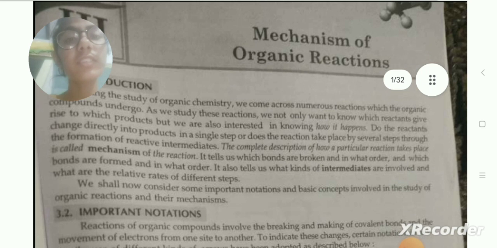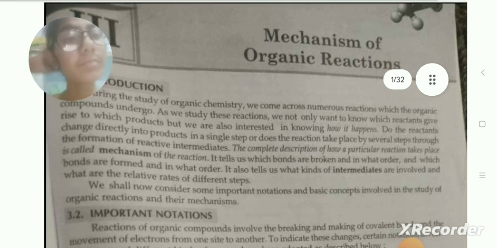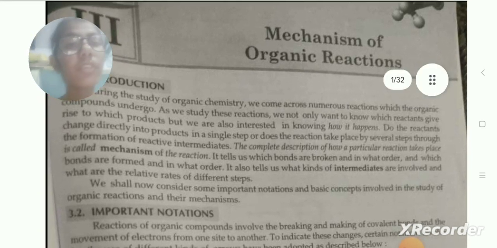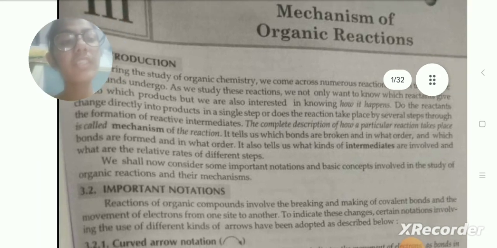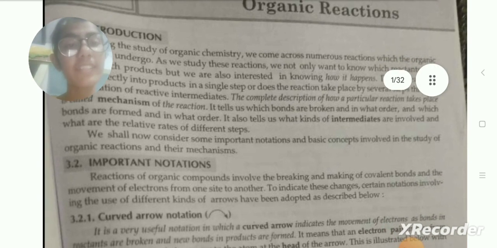We shall now consider some important notations and basic concepts involved in the study of organic reactions and their mechanisms. Next one is important notation. Reactions of organic compounds involve the breaking and making of covalent bonds and the movement of electrons from one side to another. To indicate these changes, certain notations involving the use of different kinds of arrows have been adopted as discussed below. First one is curved arrow notation.